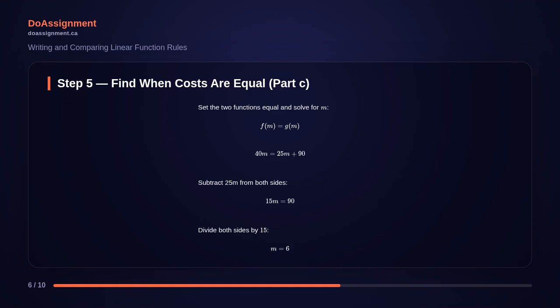To find when both centers cost the same, set f of m equal to g of m. That gives 40m equals 25m plus 90. Subtracting 25m from both sides gives 15m equals 90. Dividing by 15, we get m equals 6 months.